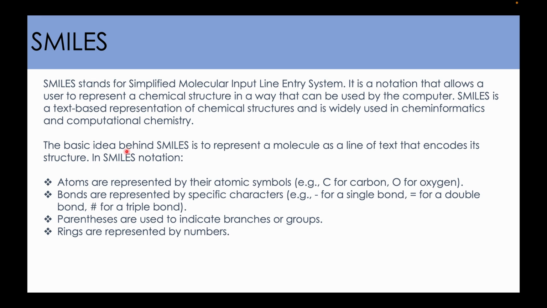The basic idea behind SMILES is to represent a molecule as a line of text that encodes its structure. In SMILES notation, atoms are generally represented by their atomic symbols. For example, C for carbon, O for oxygen. Bonds are represented by specific characters. Example, dash for a single bond, equal to sign for a double bond, and hash for a triple bond. Parentheses are used to indicate branches or groups. Rings are represented by numbers.